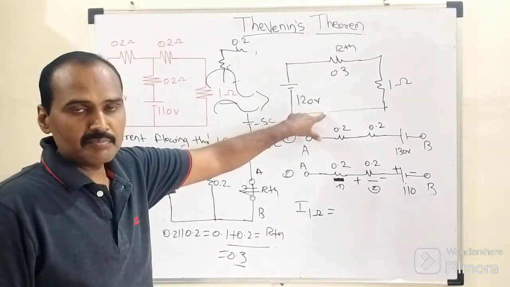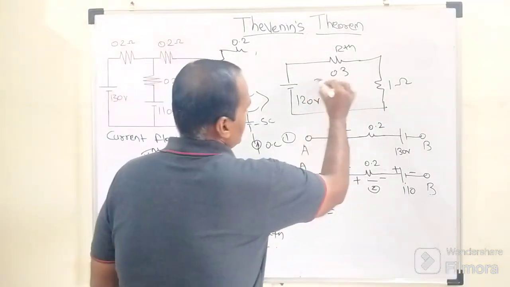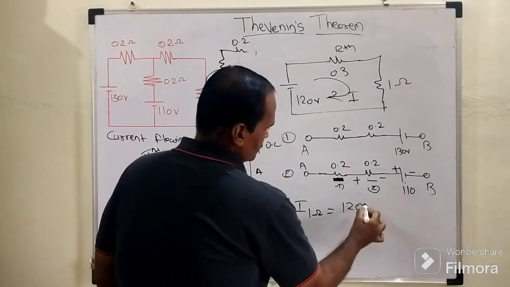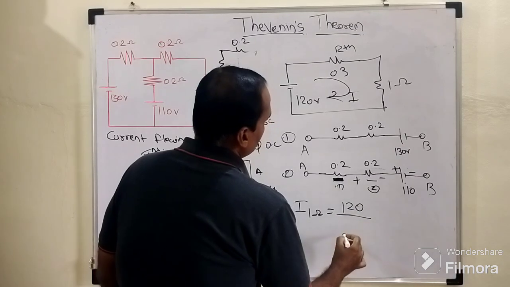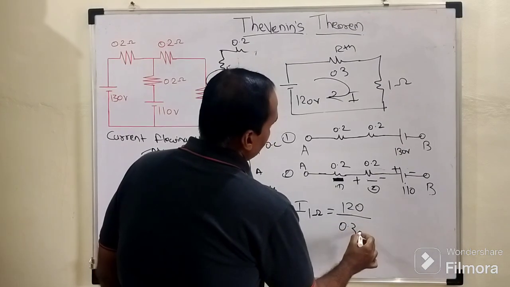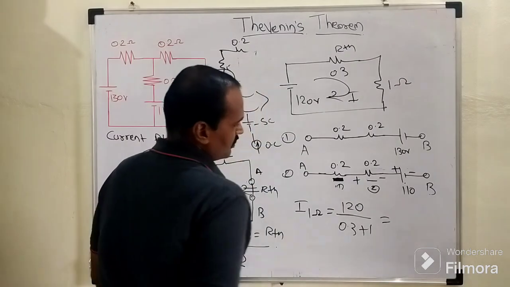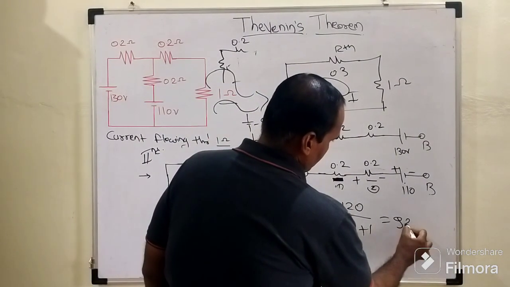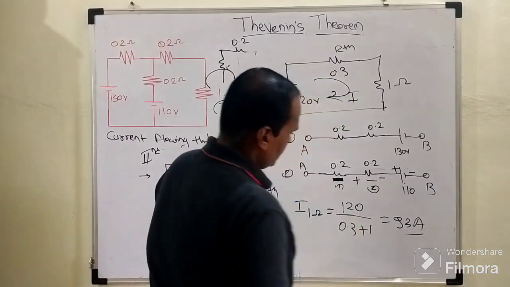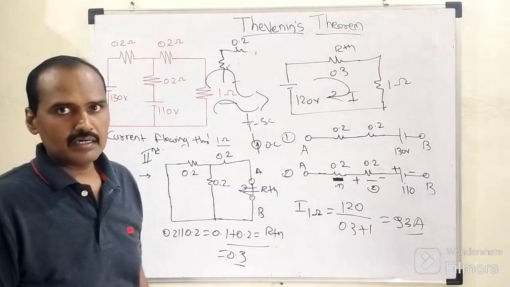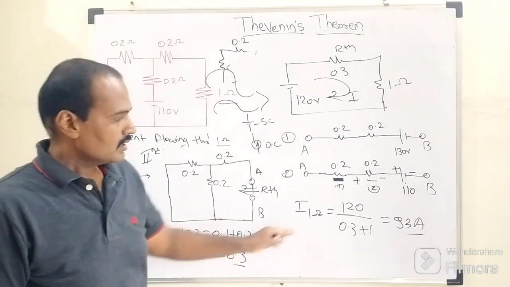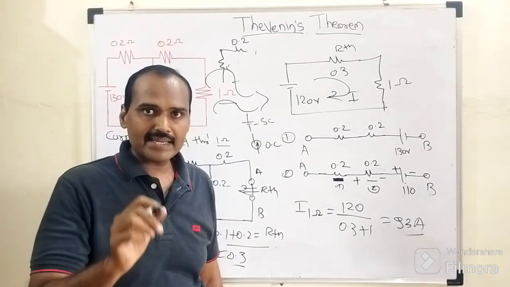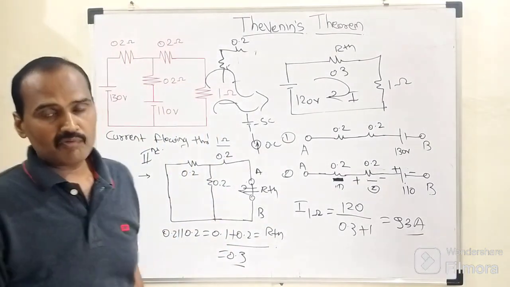So basically this is a simple series circuit. We need to determine the current I flowing through this resistor. So I equals V by R. So 120 upon 0.3 plus 1 ohm, so 1.3 ohm. Approximately 92 or 93 something it is. The value coming out of that division is approximately 93 or 94 ampere, the desired current flowing through this 1 ohm resistor.